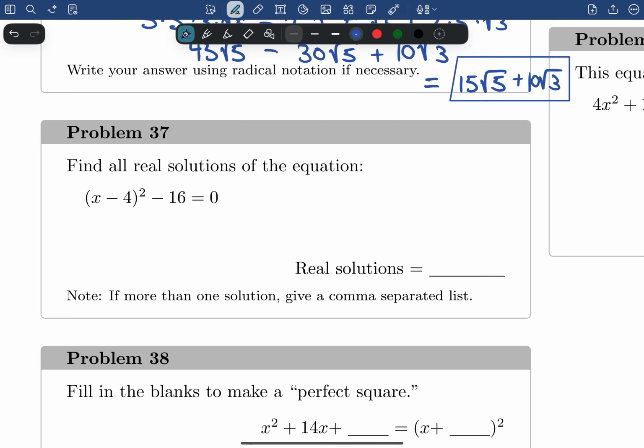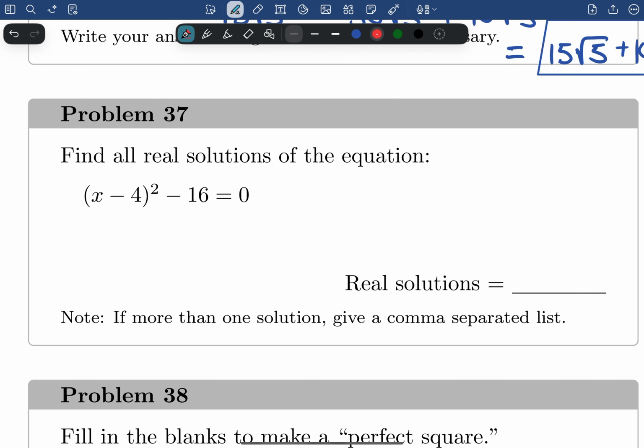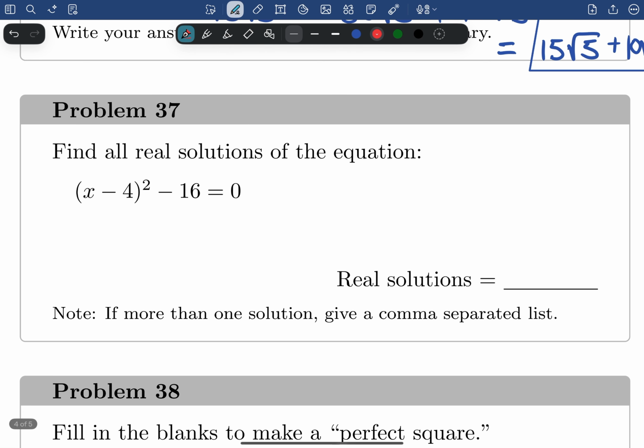And it says (x minus 4) squared minus 16 equals 0. So to do it, we're going to use the square root property that we learned about in chapter 9. So first I'm going to add 16 from left to right. Okay, I'm trying to get the thing that is squared by itself. This is x minus 4. That's what's being squared. It's now equal to 16.